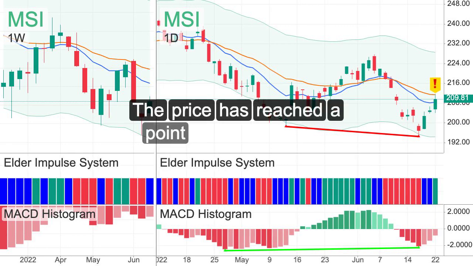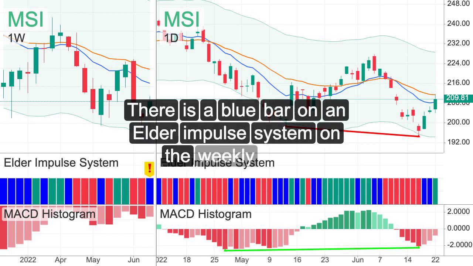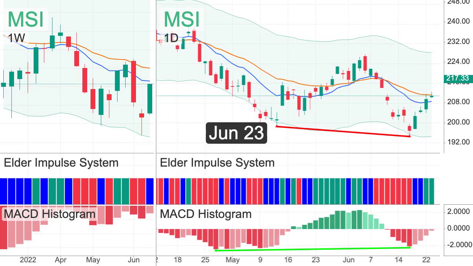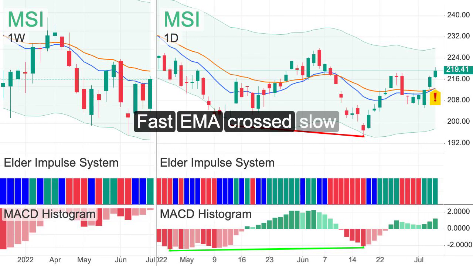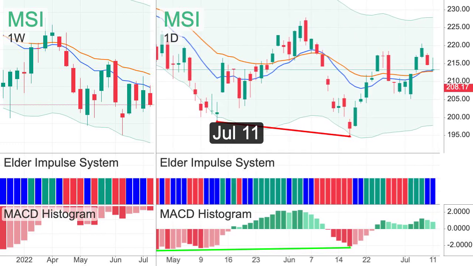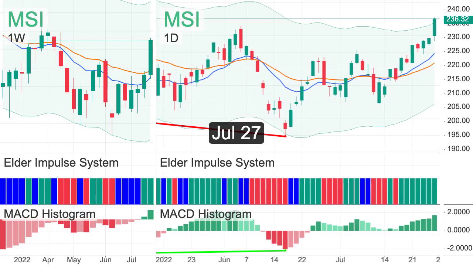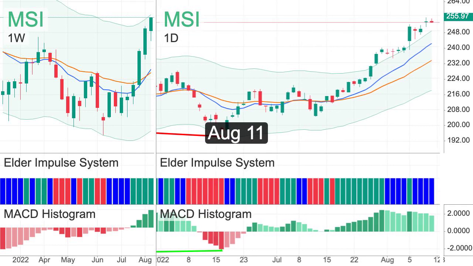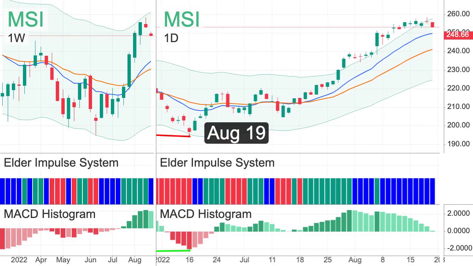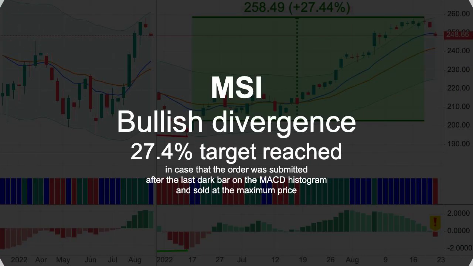The price has reached a point above the value zone. There is a blue bar on an elder impulse system on the weekly chart. Fast EMA crossed slow EMA. MACD histogram crossed the zero line. 27.4% target reached.